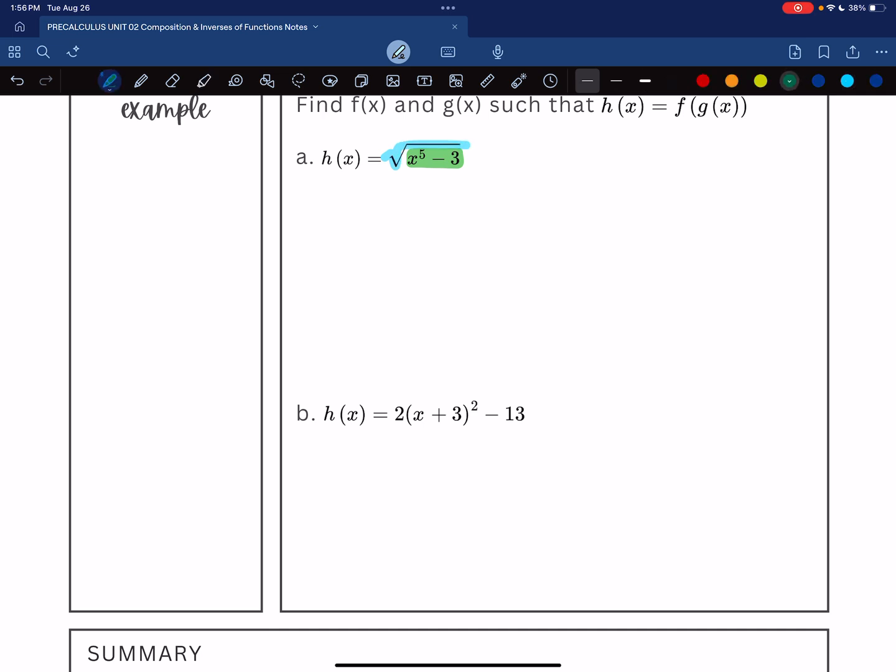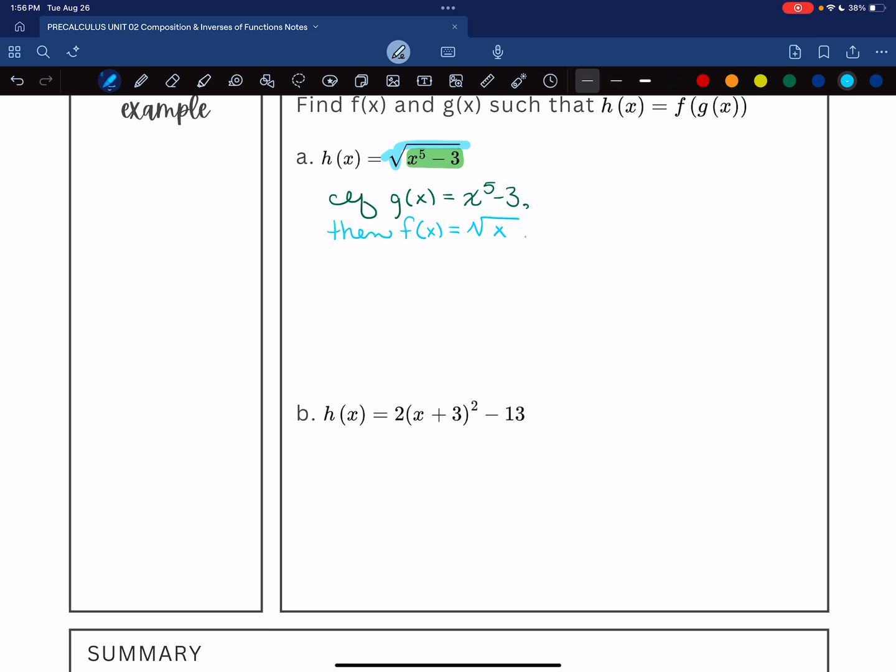So what that means is I can go ahead and let, or I might say if, g of x, that inside function, is equal to x to the fifth minus 3, if that is my inside function, then what would be the outside function? f of x is just the square root of x, because in place of the x in f of x, we have substituted that entire g function.